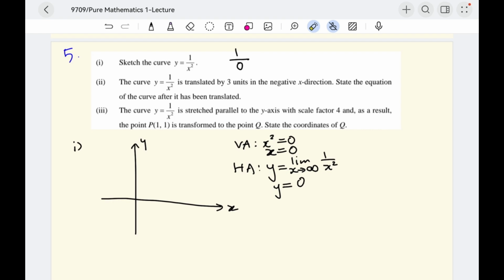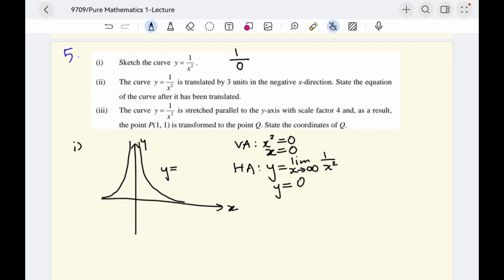So this rational graph, I will teach in another video for the fundamental topics. So this is how you sketch this reciprocal graph. There you go.